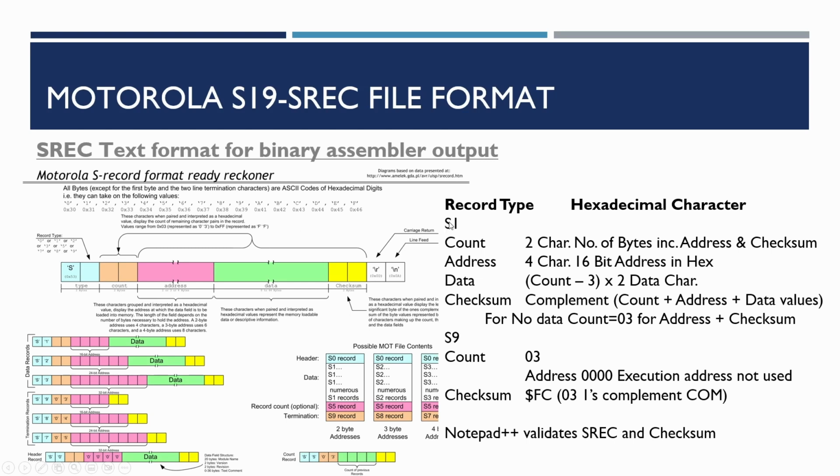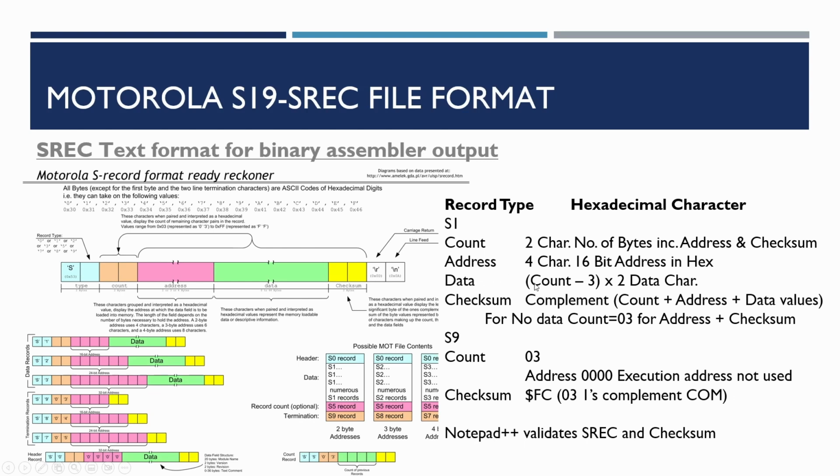It always starts with an S, and the S1 and S9 record types are the only ones we're going to be using. So the S1 record type is for 16-bit addresses, and there are other record types for 24-bit addresses and 32-bit addresses. So we're only going to be using these. The format's fairly simple. It includes a count of the number of bytes. So this is not just the data bytes, but it includes the two address bytes and the checksum as well. The address is 4 characters, but a 2-byte, 16-bit address.